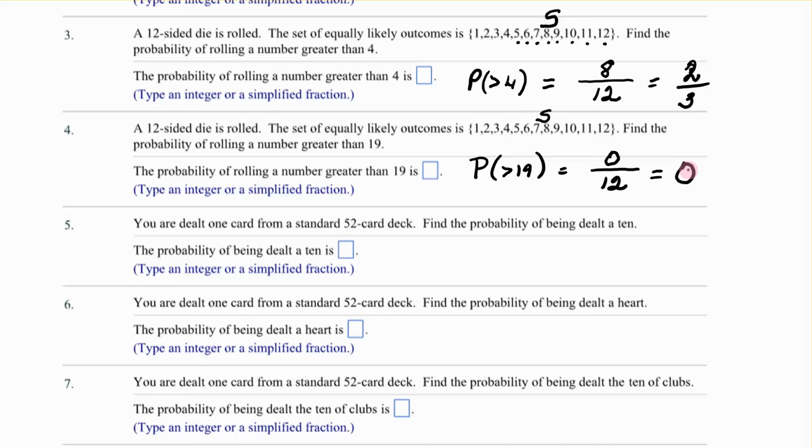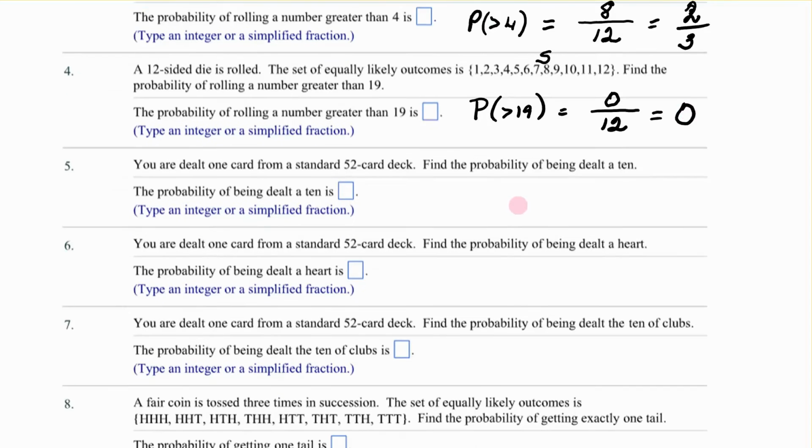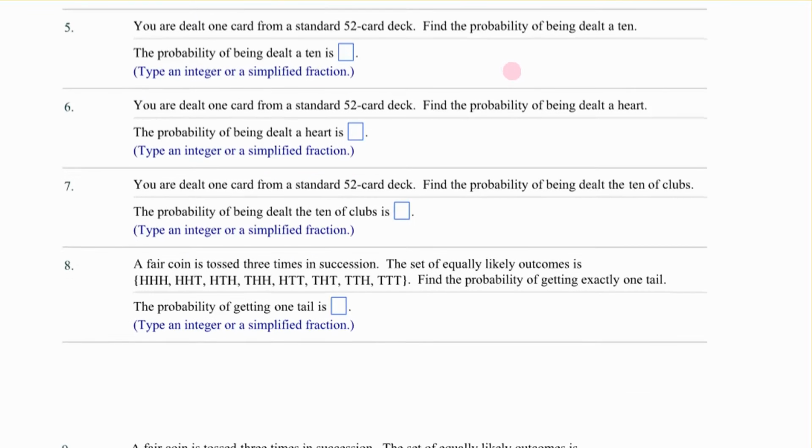All right. I think we're going to leave the 12-sided die and go to some cards. It says you are dealt 1 card from a standard 52 card deck. Hopefully you are familiar with a 52 card deck that has 4 different suits and 13 cards of each suit, ace through king. Find the probability of being dealt a 10.